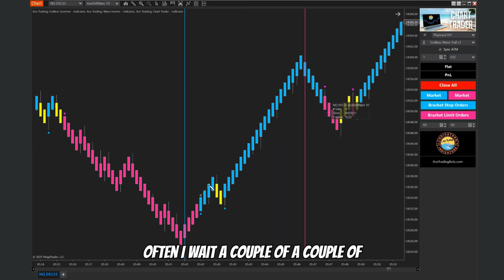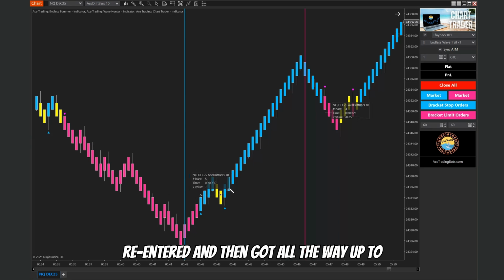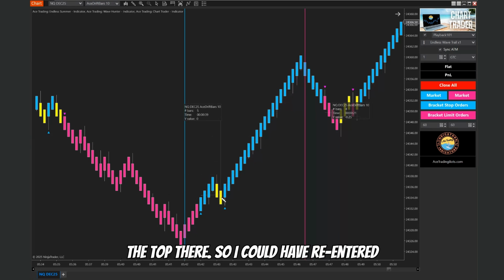Often I wait a couple of candles before I get into my trade. So again, like this one over here, I waited the 2 candles. Maybe I would have got stopped out as a break even, and then I could have re-entered and got all the way up to the top there. I could have re-entered again on this candle here and got all the way up here, and you get a nice 19 points on that.